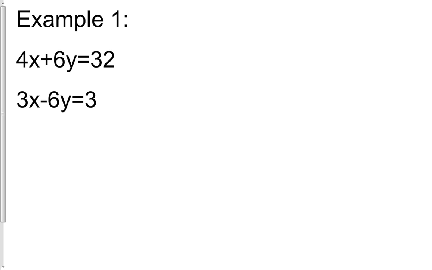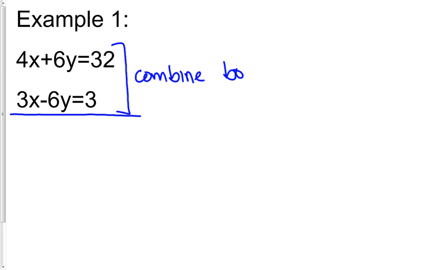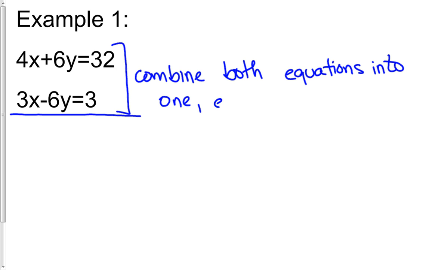Exactly how do we use elimination? Similar to substitution, the goal for elimination is in the name. We want to eliminate a variable. And the way that we do that is we simply combine both equations into one. And we're going to do this either by adding or subtracting.